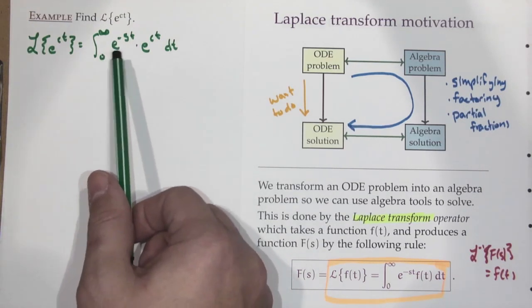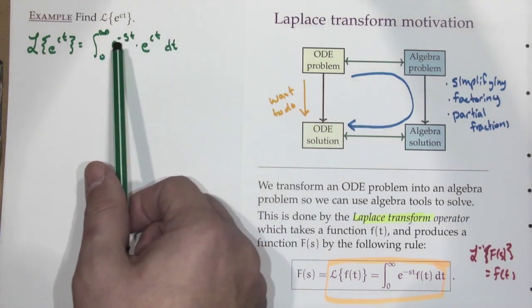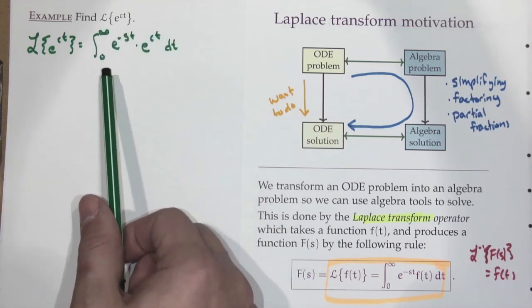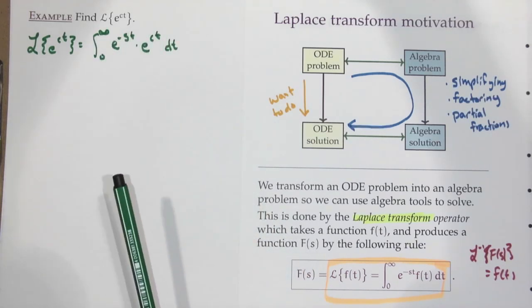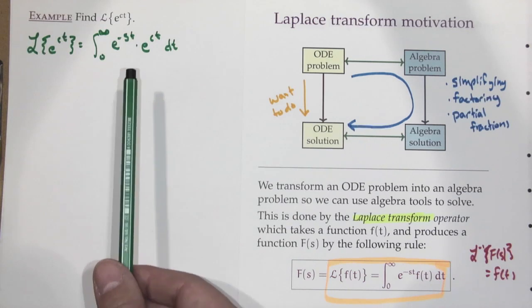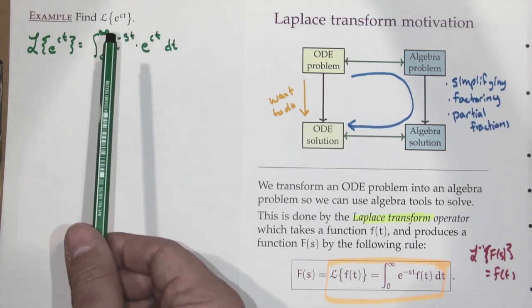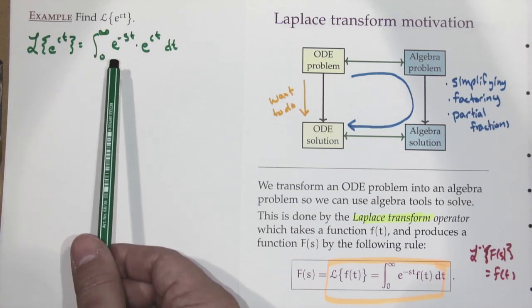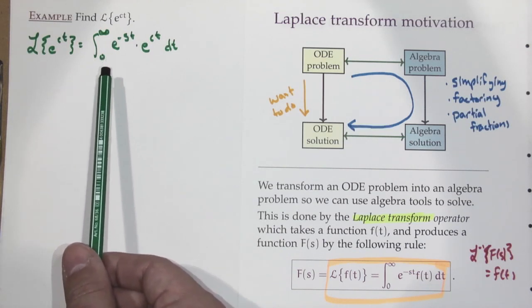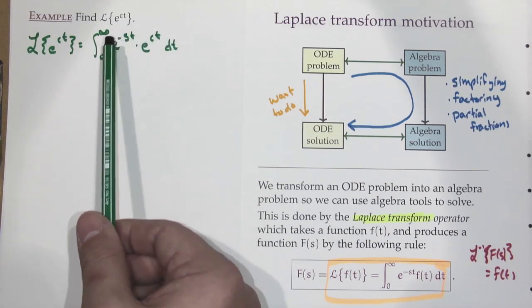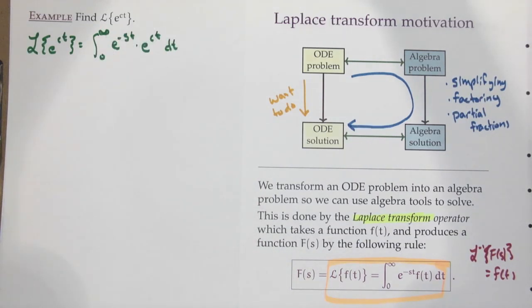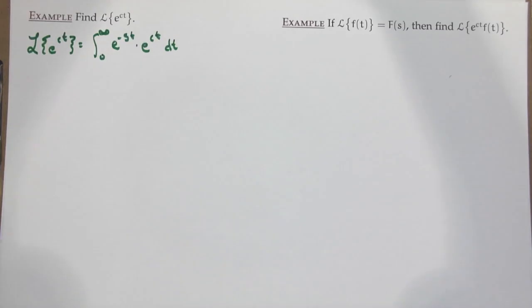And notice here, it looks like there's two variables, s and t, but what's going to happen with your t's? Well, you'll integrate, and then you evaluate. And after the integration and evaluation, the t's will go away. So what's going to be left is an expression only involving s. Okay, so we have this e to the minus st, e to the ct. What do we do? What can we do?